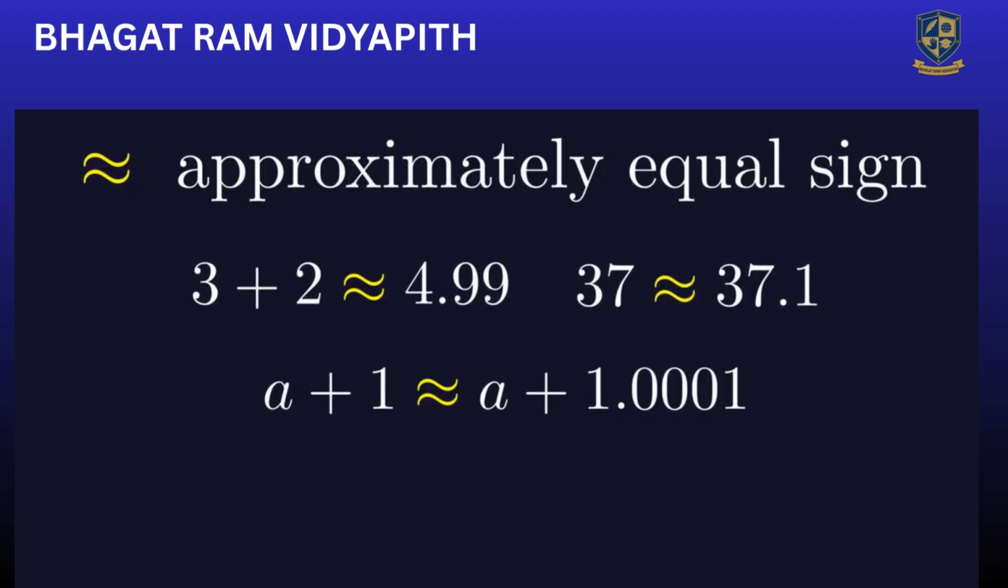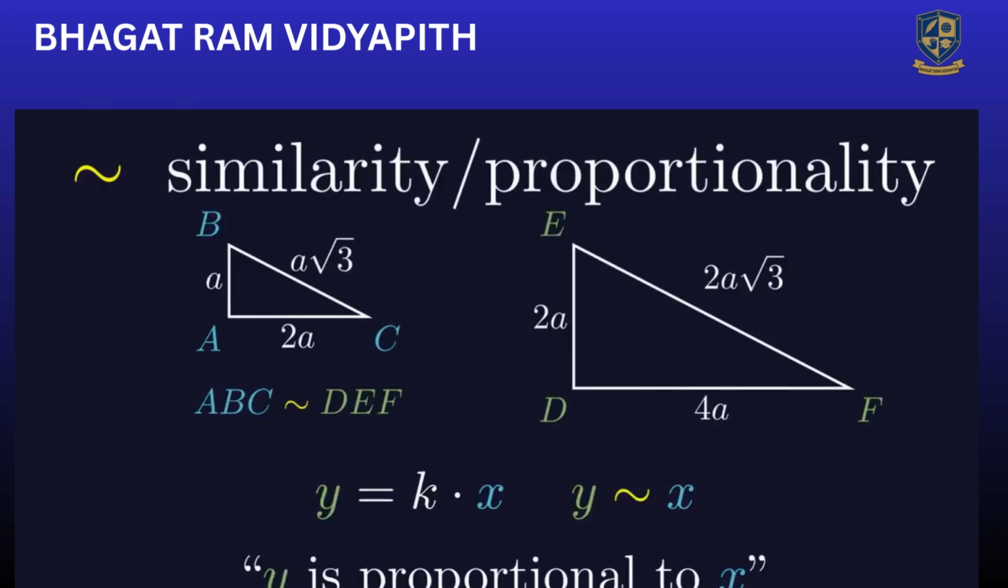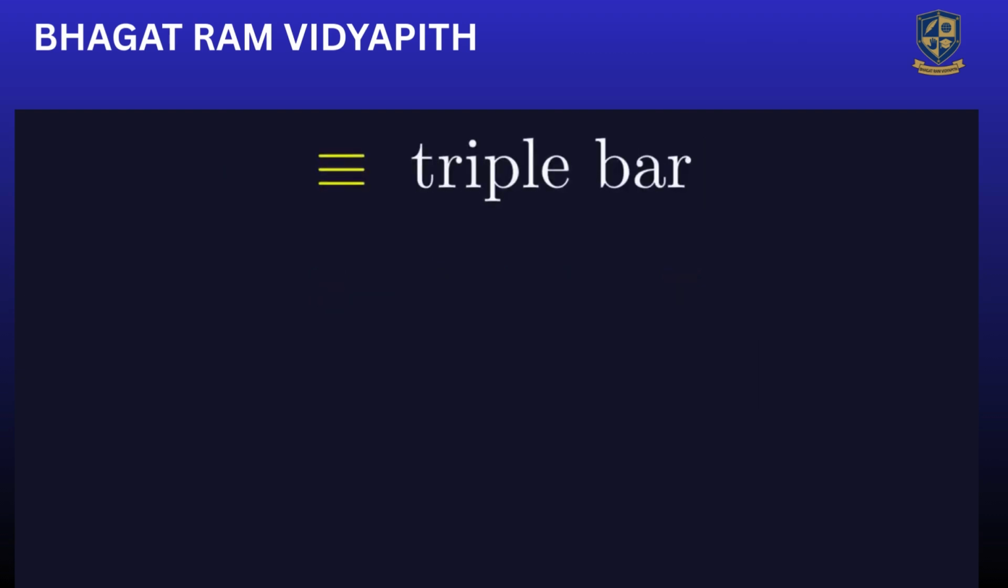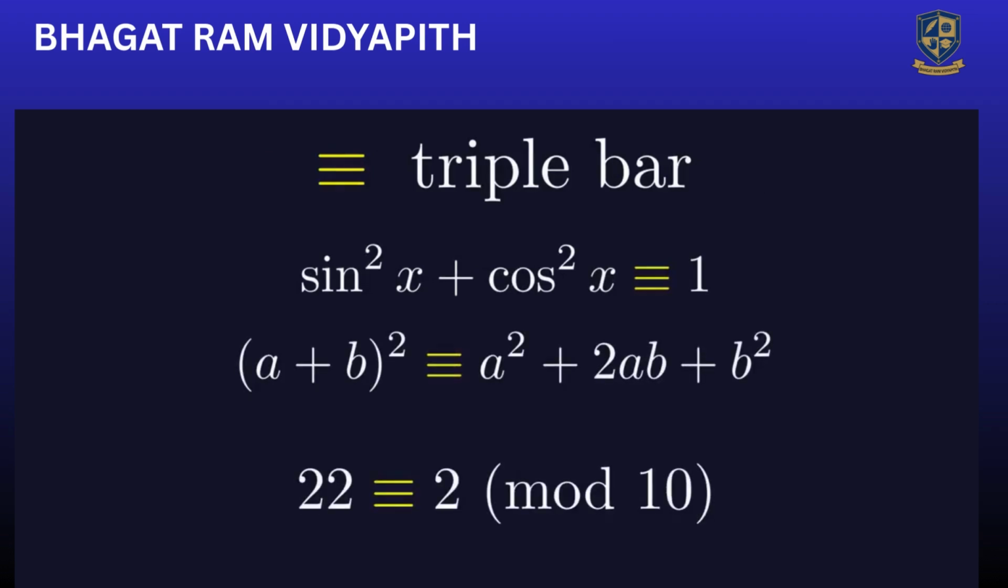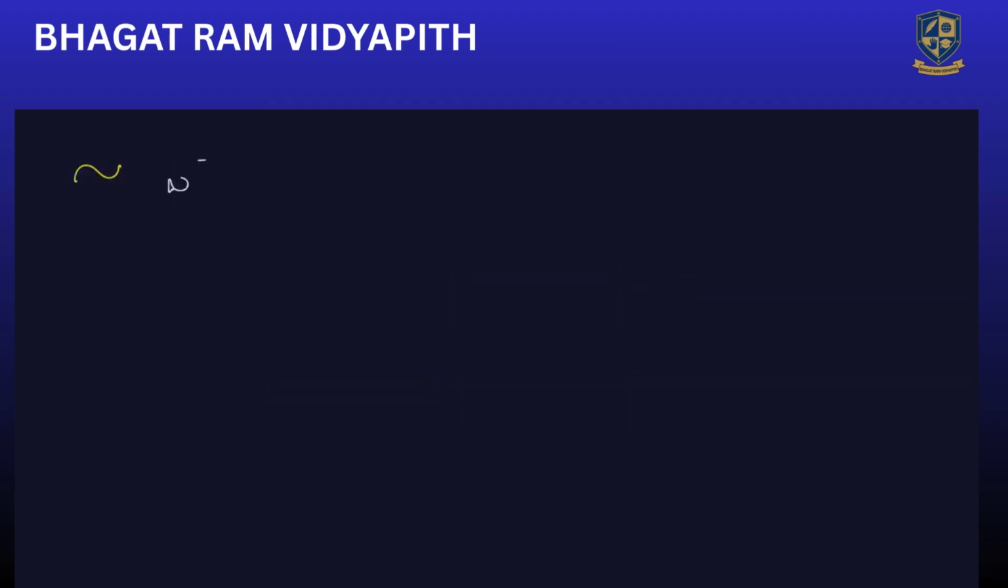Approximately equal sign is used when two values are not exactly equal but are close enough. Instead of approximately equal sign, we can also use tilde, but tilde also denotes similarity or proportionality. This symbol that looks like an unfinished infinity also represents proportionality. The triple bar or the equivalence sign can be used to denote an identity, but its more common use is to denote congruence in modular arithmetic.